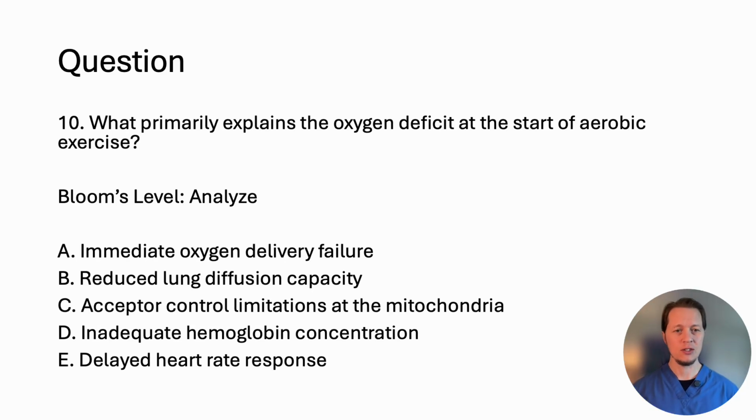And the last question. What primarily explains the oxygen deficit at the start of aerobic exercise? Is it A, immediate oxygen delivery failure? Hope not. B, reduced lung diffusion capacity. C, acceptor control limitations at the mitochondria. D, inadequate hemoglobin concentration. Or E, delayed heart response.